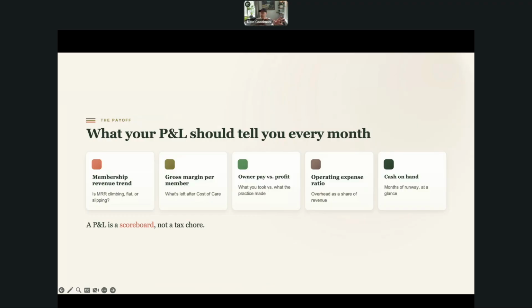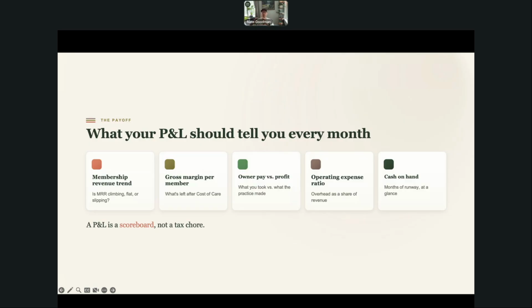So now that we've talked about the chart of accounts, what would your P&L tell you if we had a really solid chart of accounts that was easy to read? Every month, you could run this month over month statement and get your membership revenue trend. Is my monthly recurring revenue climbing or is it flat? Gross margin per member. If I have a $100 membership out of the gate, I'm going to have a cost associated with that. A lot of the software costs are per member, but also, if we know every member gets a lab, it's included.